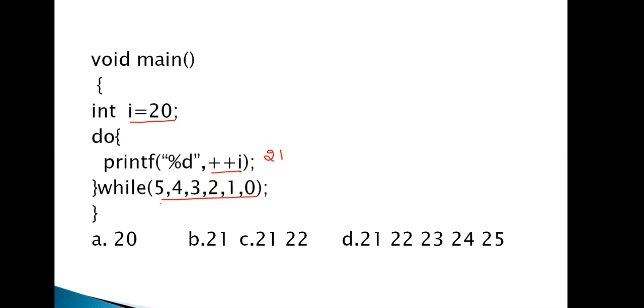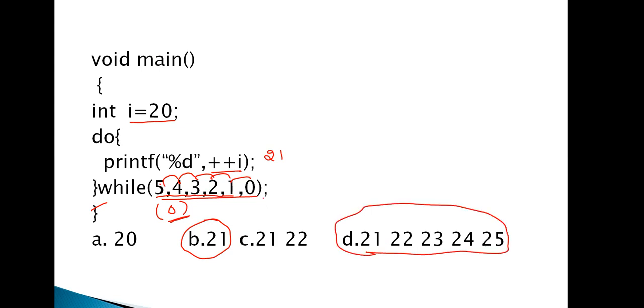But remember, within the parentheses, if you have more than one value, it is analyzed step by step, first value to last value, and whatever the last value is, that is stored. That means while contains only 0. 5 is overridden with 4, 3, 2, 1. Finally, while of 0. While of 0 means the condition fails, we come out of the loop. So the answer is 21 only. Because we have 5 values, generally we assume that these are the 5 values. So don't assume like that.